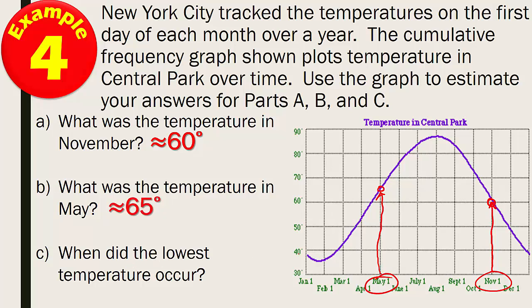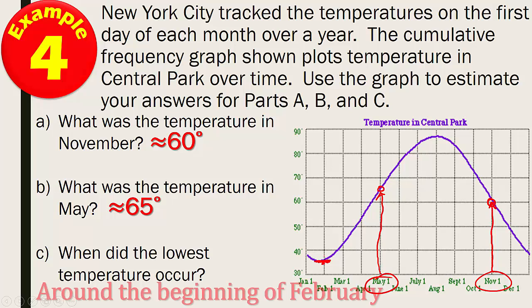And when did the lowest temperature occur? So you want to look for the lowest point on the graph, which is right about here, which is close to February. So around the beginning of February. You could argue end of January as well, but either one of those answers work. Okay, so pretty simple. That's just reading the graph.